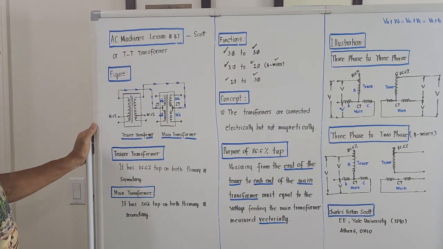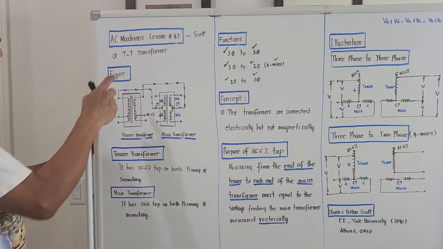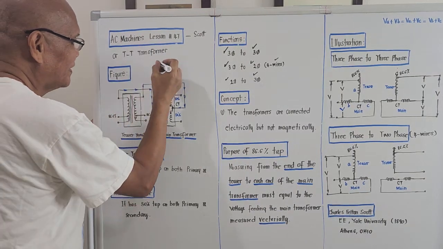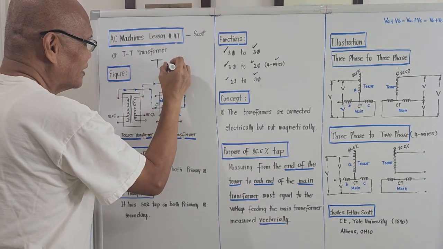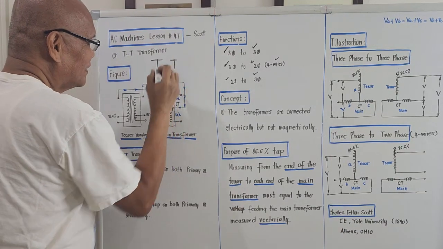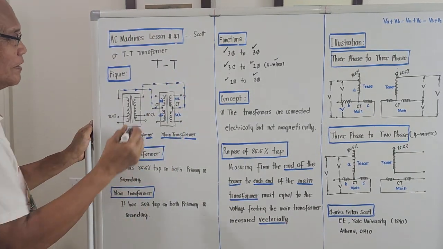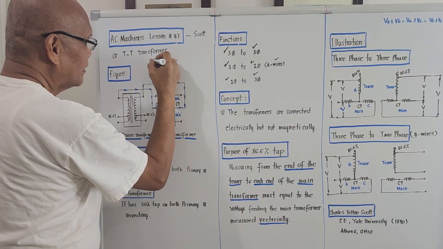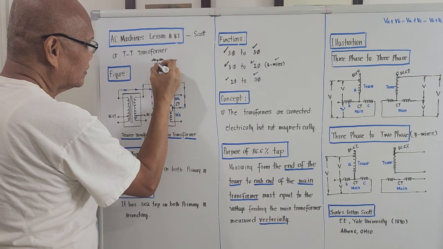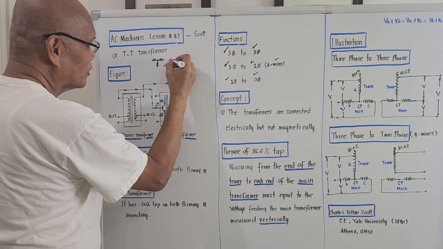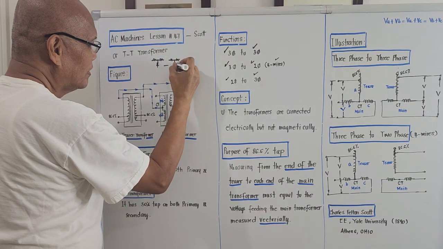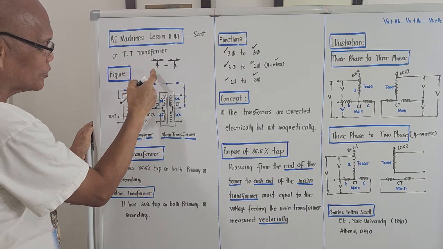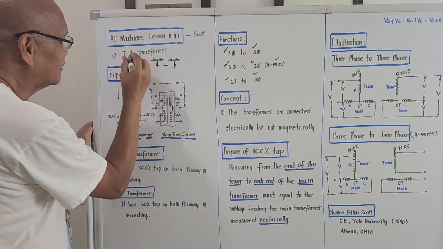Let's try to bring out the figure for a Scott or TT transformer. The configuration is just like a letter T. That's why we call it TT. There is a winding over here, and there's another winding over here, and another winding, and so with the other one. There are three windings in each. That's why the configuration is like a letter T.